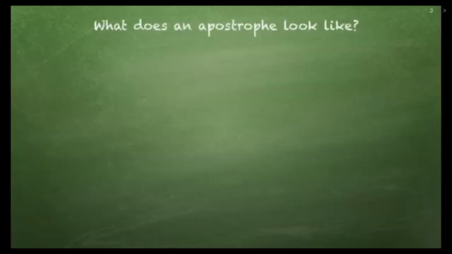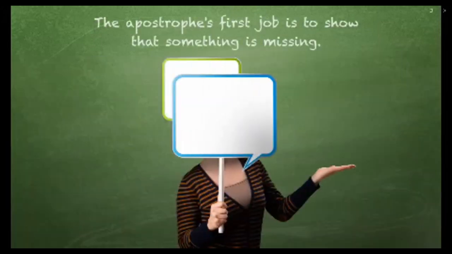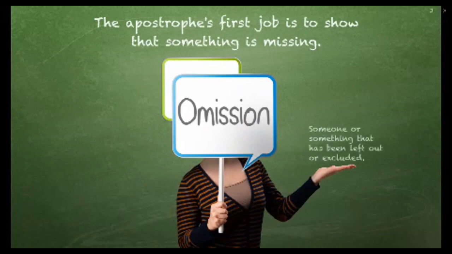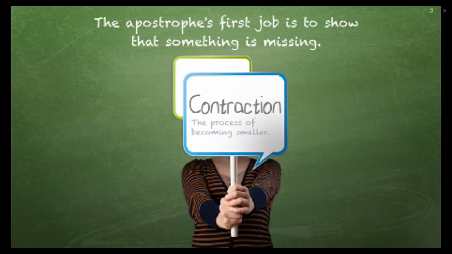Let's start with, what does an apostrophe look like? Well, this is an apostrophe. The apostrophe's first job is to show that something is missing. This job can be called a couple of names, such as omission. Omission comes from the root word omit, which means to leave out. Or contraction. Contraction means that a word has been shortened. Don't worry about the name, just worry about the job it does.